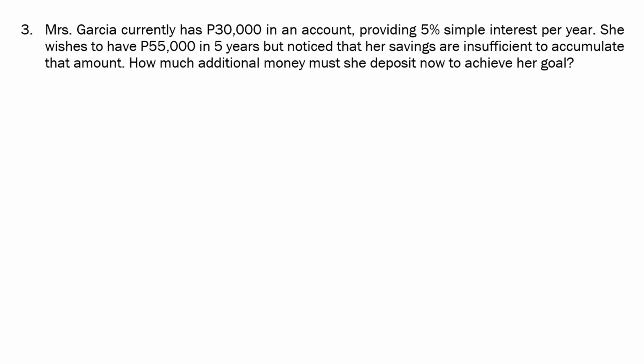But notice that her savings are insufficient to accumulate that amount. So, iyang nabantayan ang 30,000 is dili kuno enough or kuwang. Kuwang lang para mahimong 55,000 after 5 years, at a simple interest rate of 5%. The question now is how much additional money must she deposit now to achieve her goal? So pila iyang idugang sa 30,000? Pila idugang niya sa 30,000 para mahimo ning 55,000 after 5 years.